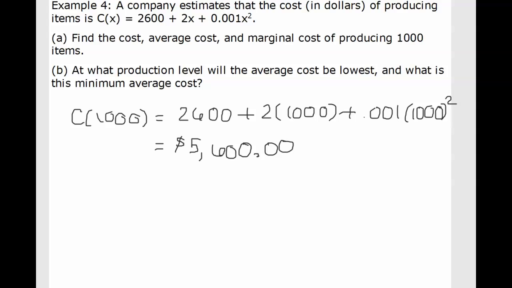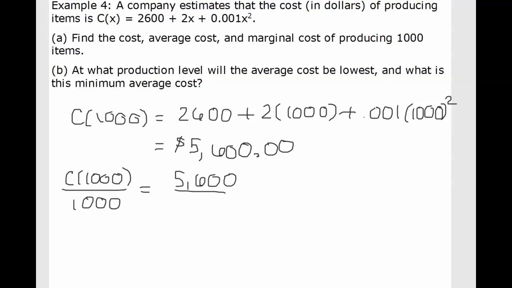The average cost is C of 1,000 divided by 1,000, because average cost is the cost divided by the number of units. So that would be 5,600 divided by 1,000, which is $5.60, and that would be per unit. So again, it would cost $5.60 on average per unit.